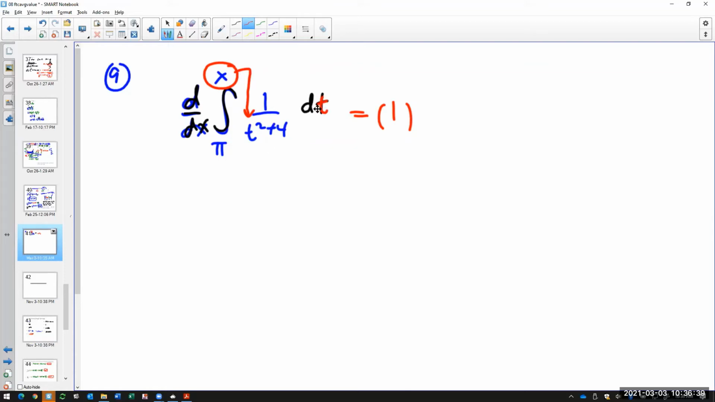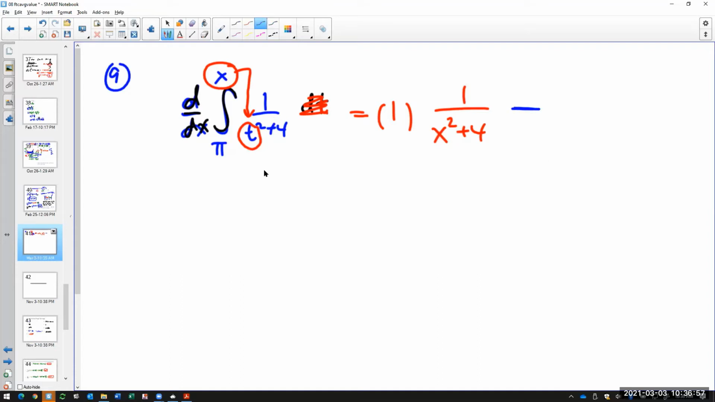Now, guys, do not plug it into the dt. Is everybody good with that? For this problem, you ignore the dt. Plug it into the function t. So that's going to be 1 times 1 over x squared plus 4. Then you put a minus sign. That's just the second fundamental theorem of calculus.